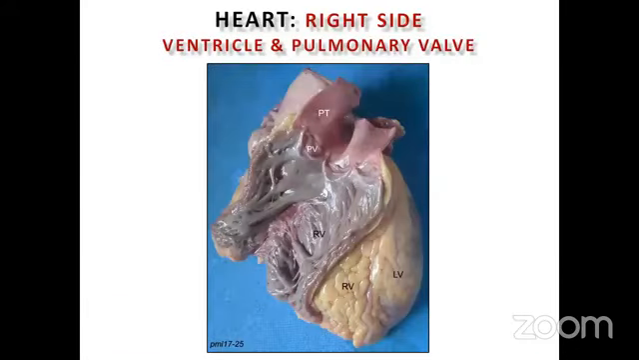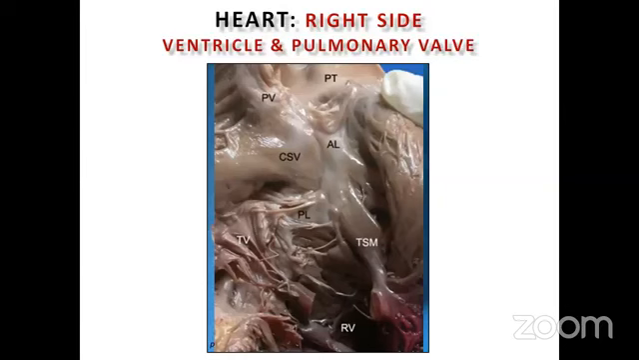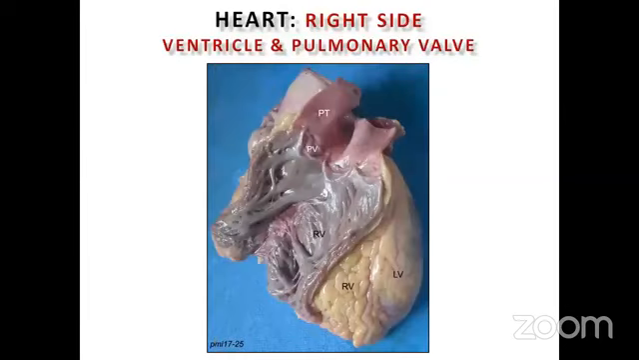Now with that, we finish off the inflow tract and we go on to the right-sided outflow tract, which is the right ventricle, pulmonary valve, and the pulmonary trunk. Now the right ventricle leads to the pulmonary trunk via the pulmonary valve. Now the pulmonary valve has three cusps, which are one anterior and two posterior. These are semilunar, delicate, and translucent.